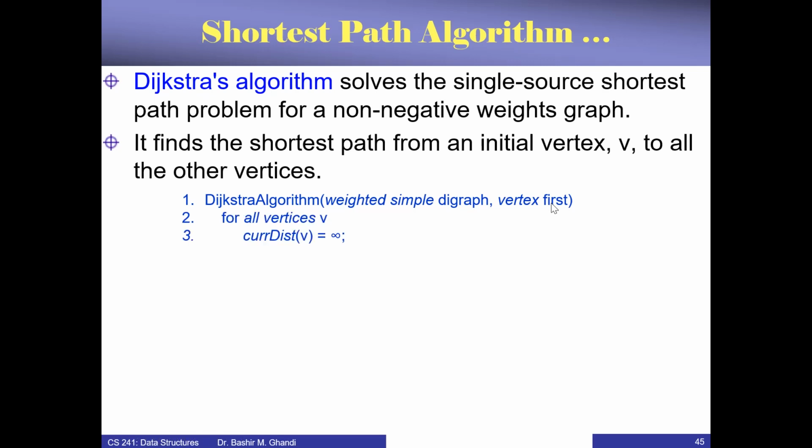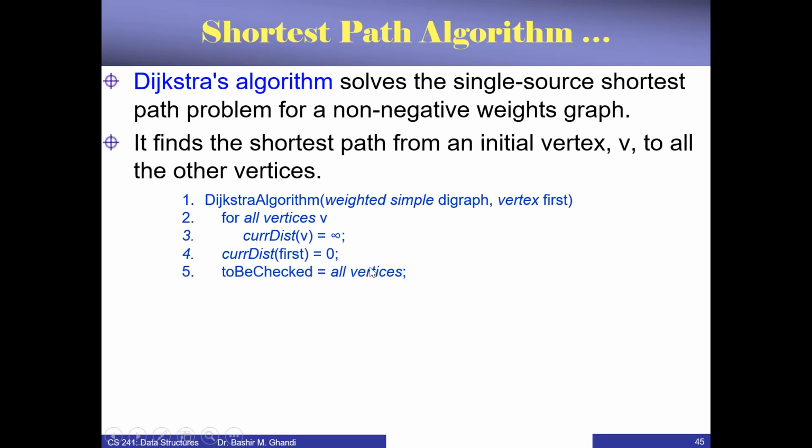Then it proceeds as follows. First, it assumes the distance from the source to all the others is infinity. You remember when we are trying to minimize, we initialize our value with the maximum possible so that when we find a smaller value, we update. So initialize the distance to all the other vertices to infinity.